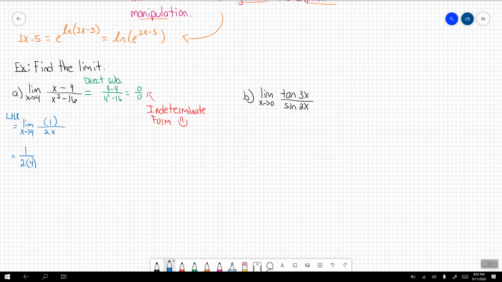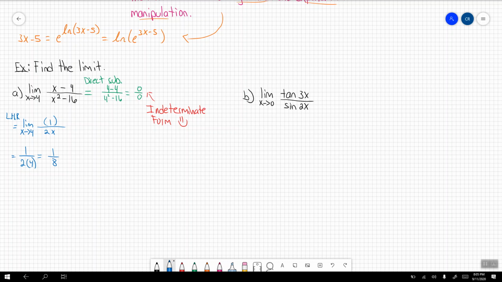Okay, so we're now left with 1 divided by 2 times 4, which will then naturally just get us 1/8. And if you try to evaluate this limit by using factoring, you will have arrived at the exact same spot.